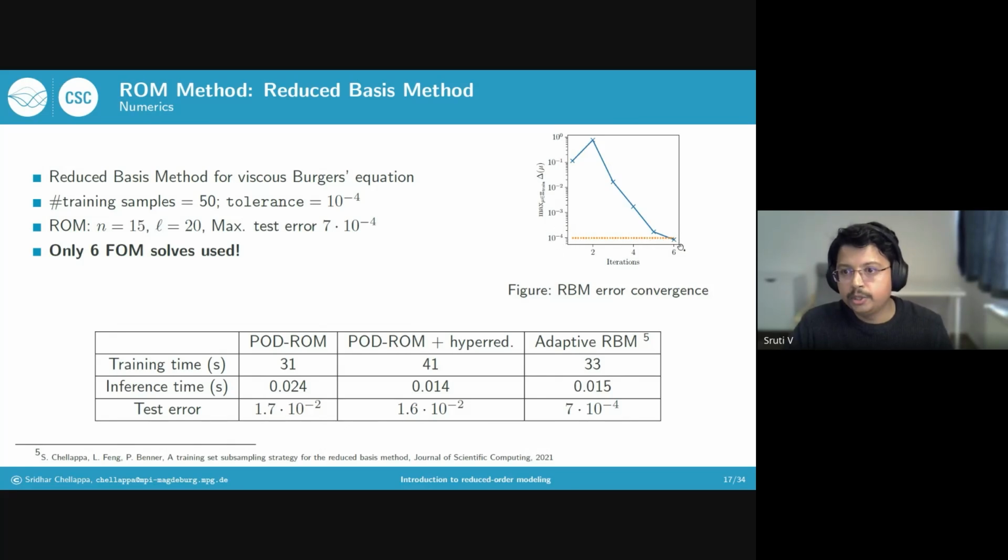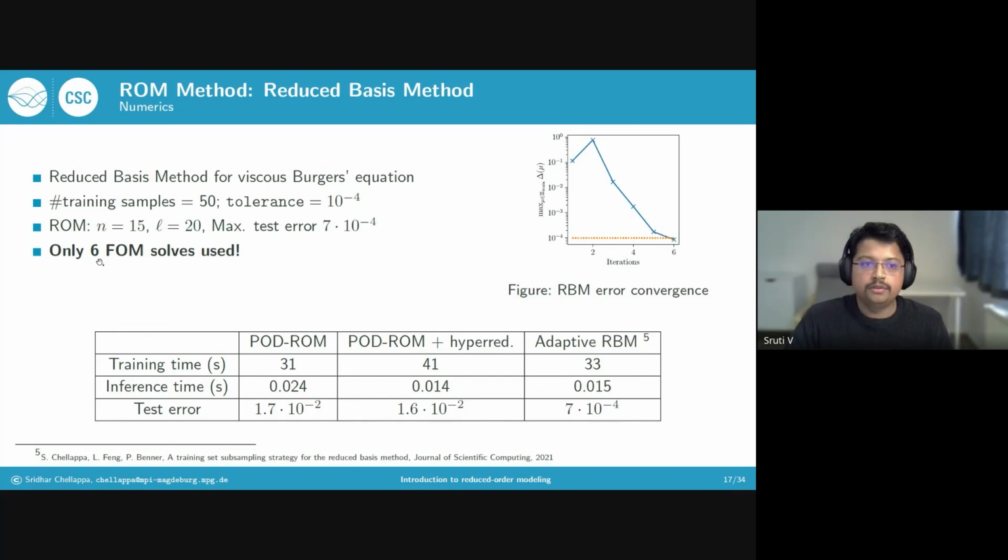So this example took 6 iterations to converge, meaning, very importantly, we only had to solve 6 full order models. And that's a huge benefit when compared to the POD, because we just randomly picked 50 parameter samples and then the error was still not as small as with the reduced basis method.